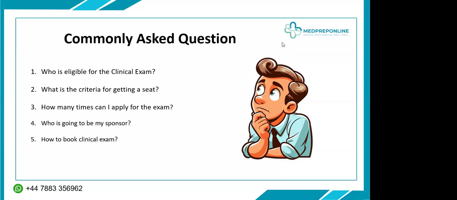So 12 people can give the exam at one time, and the exam happens twice a day. So basically in one whole day, they can take the exam of 24 candidates. And if the exam is going on for 2 days, there will be 48 seats. So they have a limited number of seats for the clinical exams.